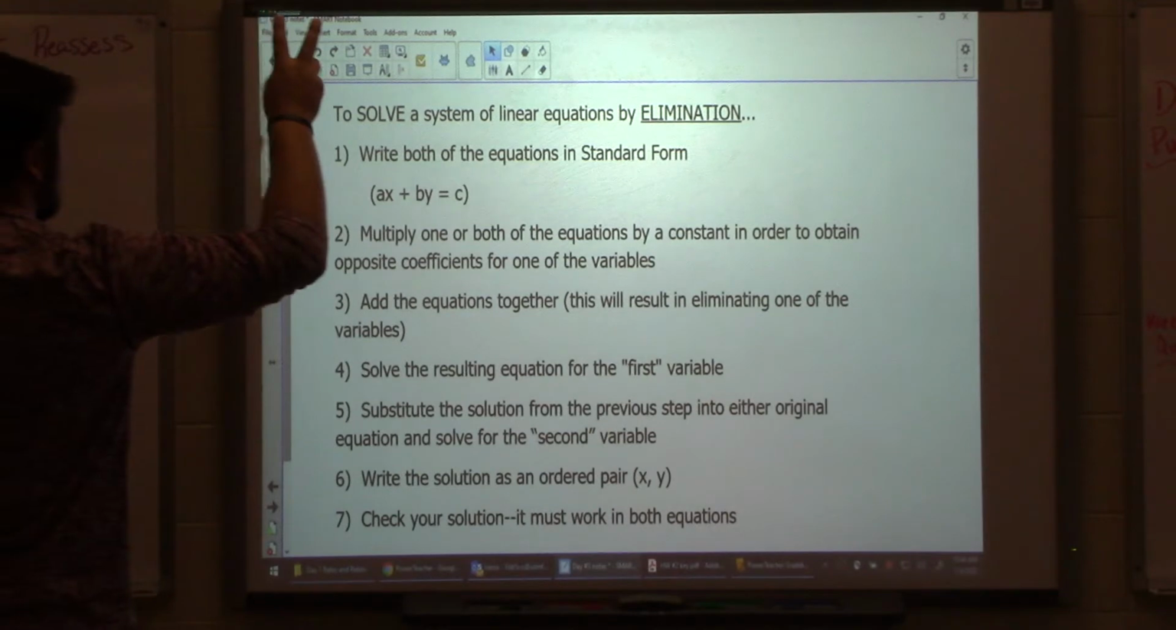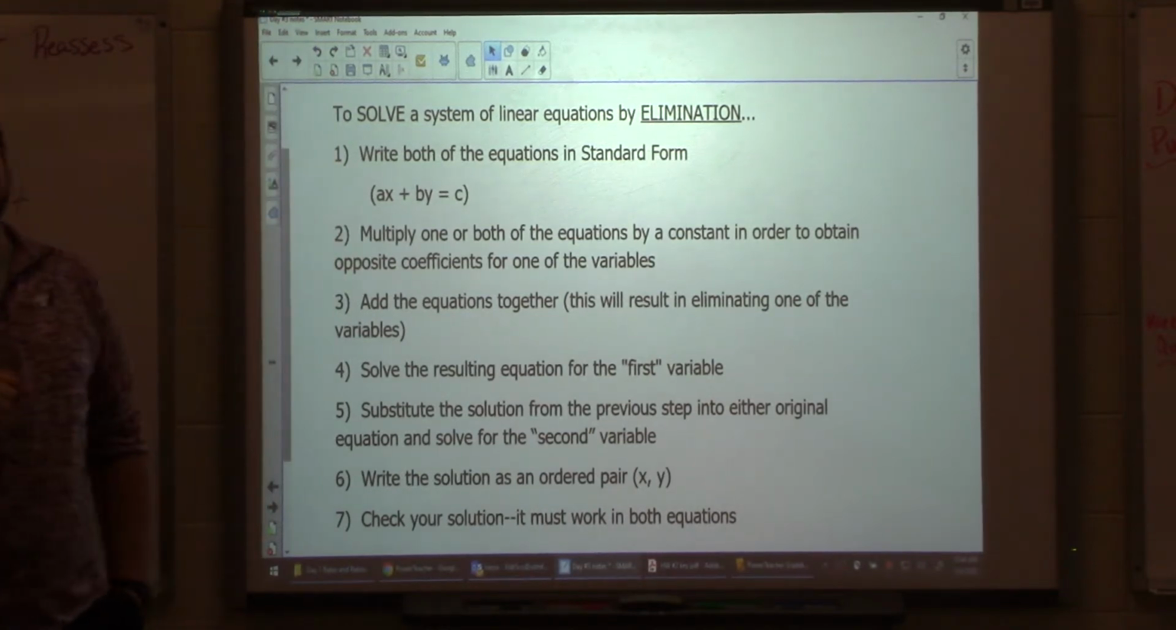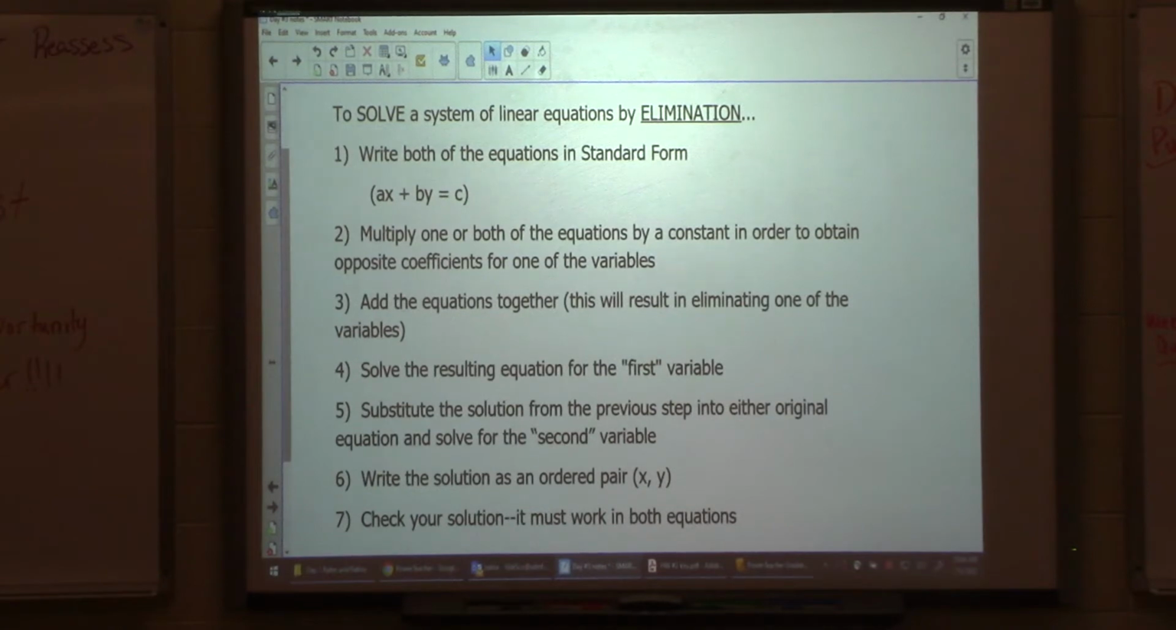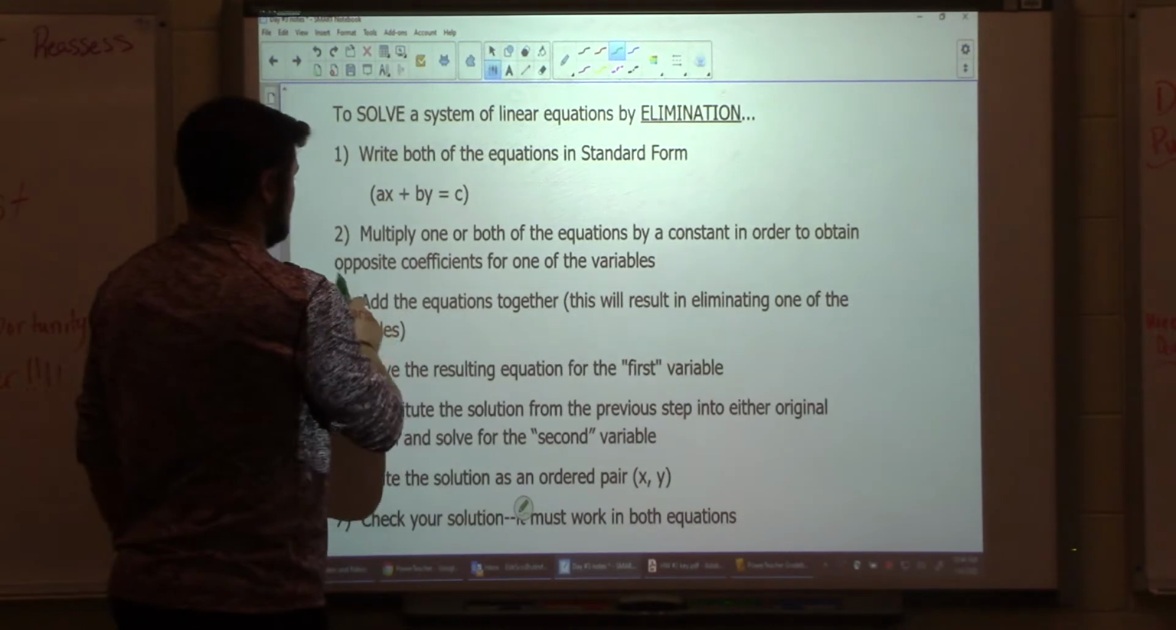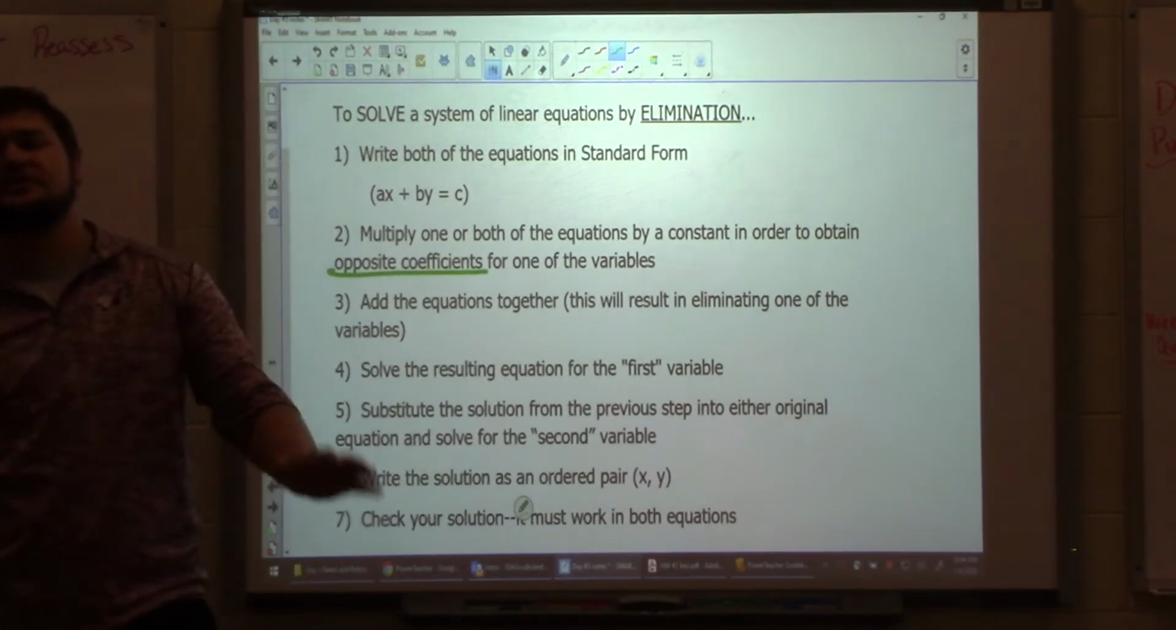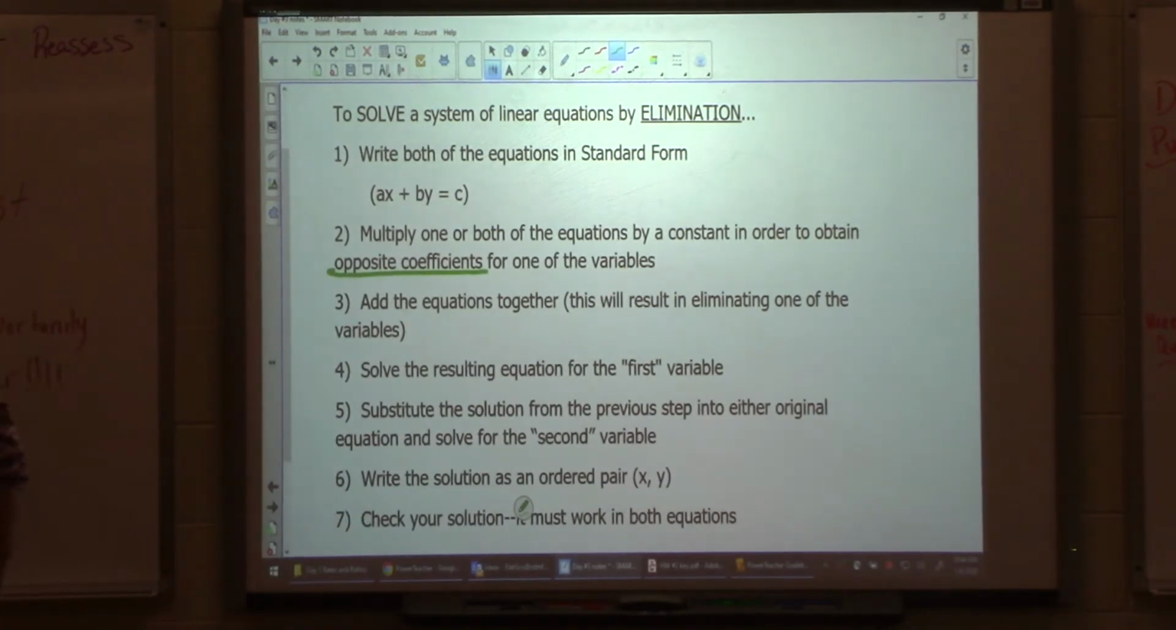Step 2, multiply one or both of the equations by a constant in order to obtain opposite coefficients. What does that mean? Opposite coefficients. Well, first of all, what is a coefficient? Does anyone remember? Any know? Big math vocab term, coefficient.